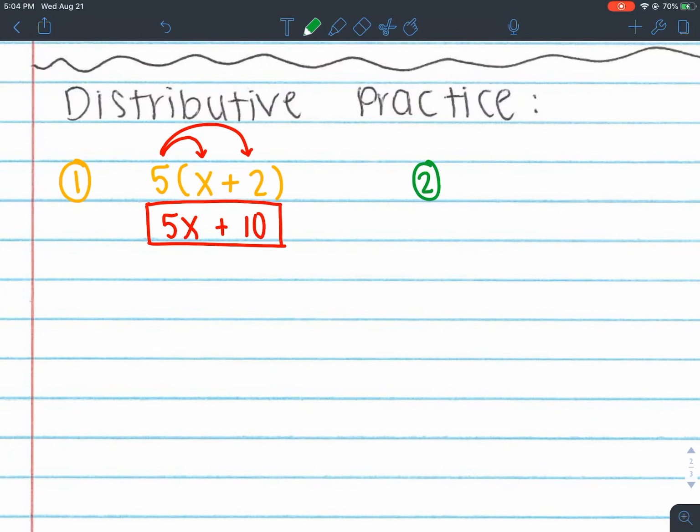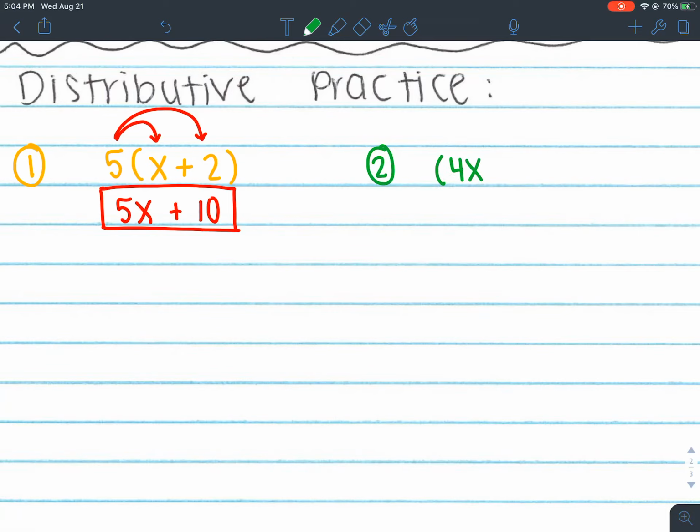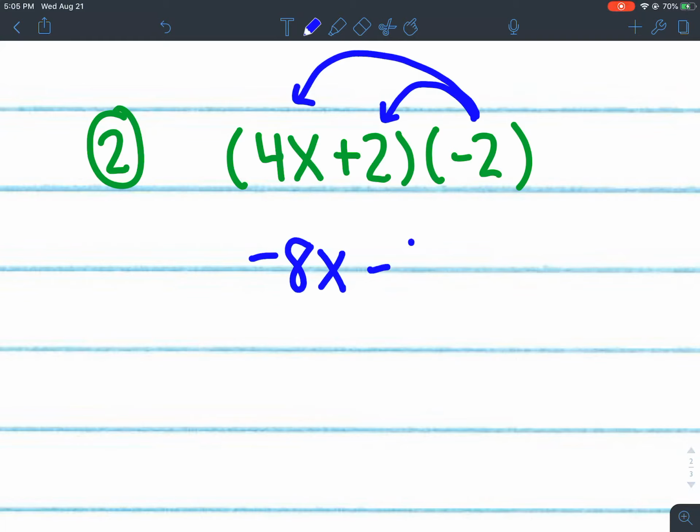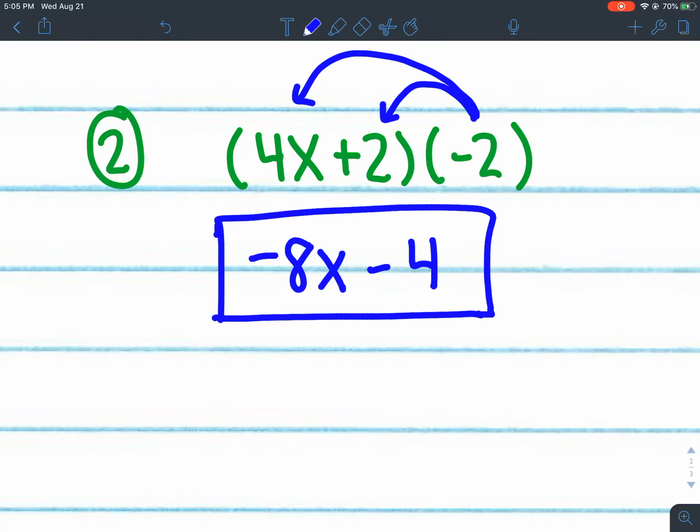Let's move on to number 2. 4x plus 2 times negative 2. Okay, this one's a little bit different because you're like, whoa, another set of parentheses. But, you know, still same process. You always want to distribute the smaller one to the other one. So I'm going to distribute the negative 2 over because that one has less stuff in it. So again, there's 2 terms inside this parentheses, so I need to multiply the negative 2 twice. So negative 2 times 4x is negative 8x. Negative 2 times 2 is negative 4. I can't combine those, so that is my final answer. Negative 8x minus 4.